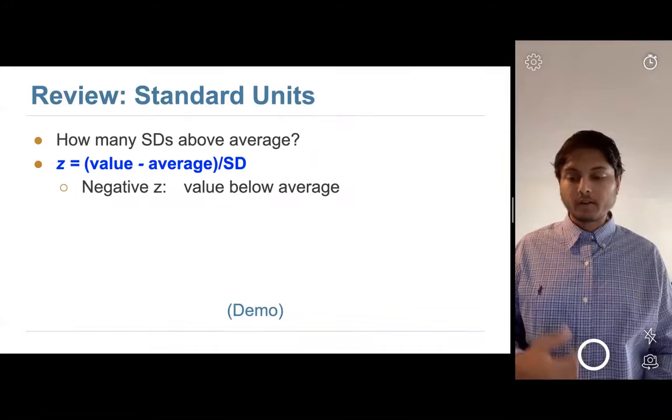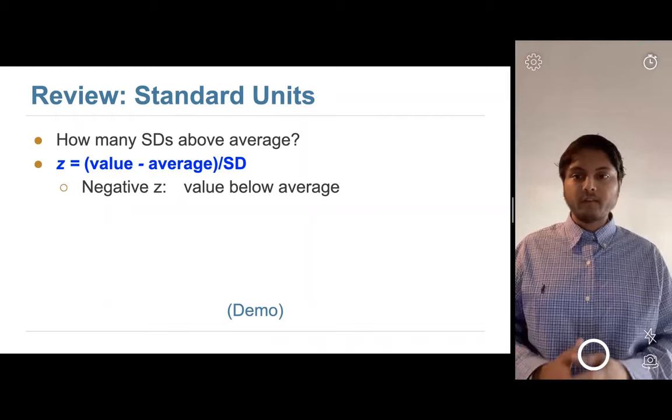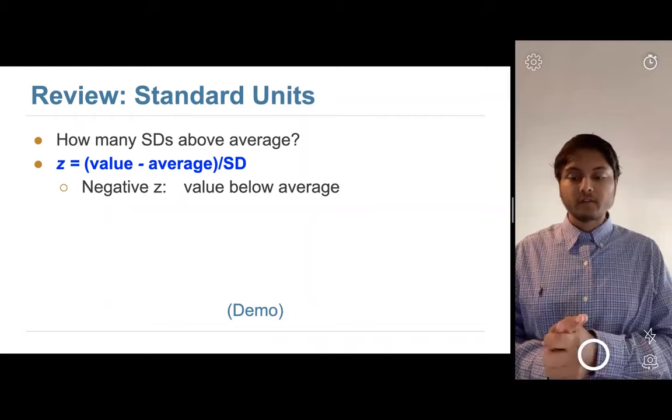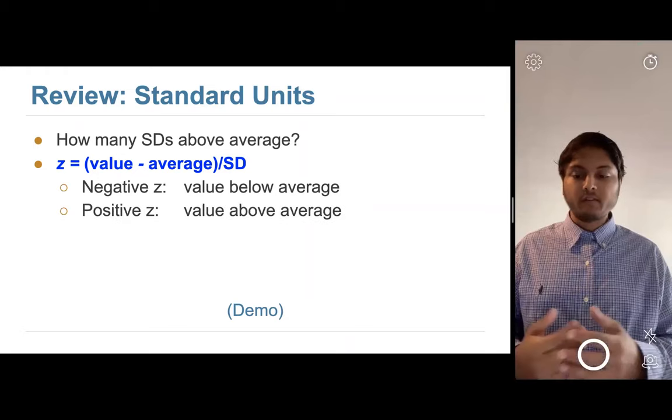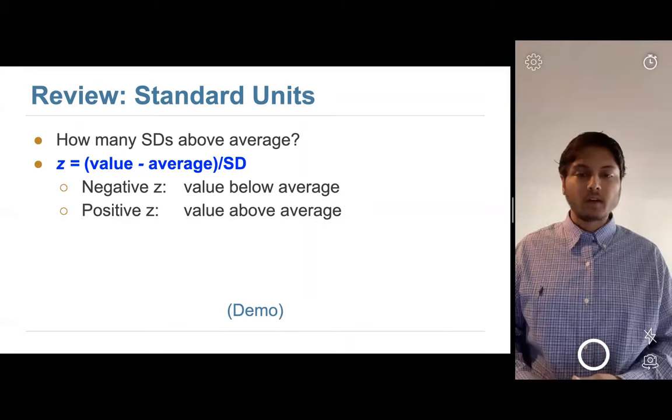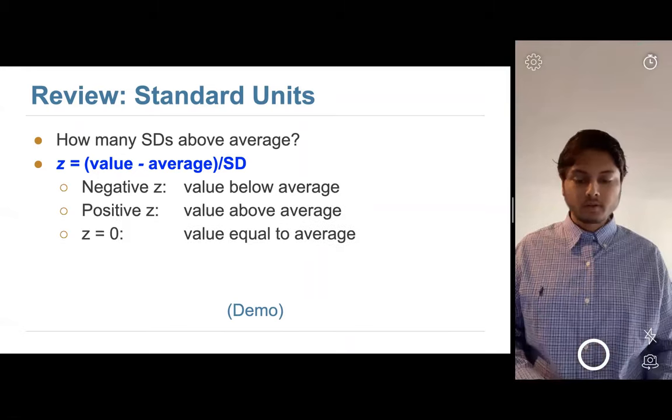And so when you do this calculation, if you have a value that gets converted into something that has a negative z, that means that the value is below the average. If it gets converted to something that has positive z, it means it has a value above the average. And if it has a value where z equals 0, that means it's equal to the average. And so one interesting property is that when you convert a distribution of values into standard units, then the average of the standard units is always going to be 0, and the SD is going to be 1. So we talked about that last time.